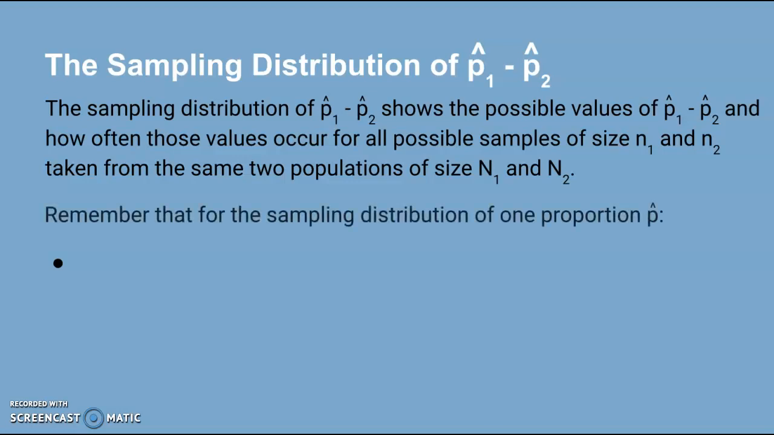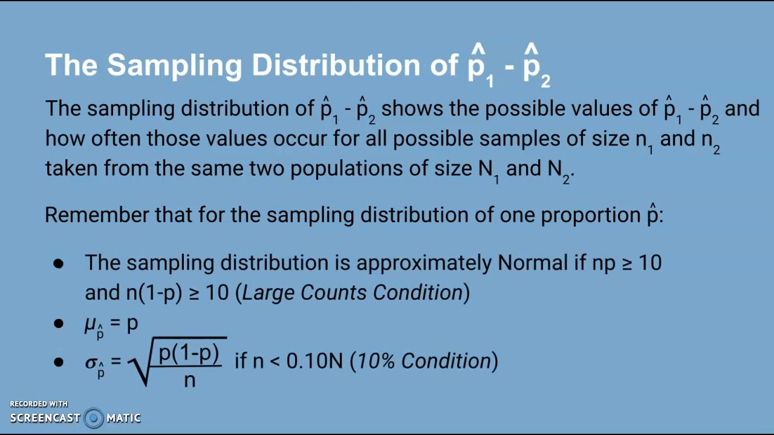Remember that for the sampling distribution of one proportion, we know how to check for normality. We check np and n times 1 minus p and look to see if they're both greater than or equal to 10. We know how to find the mean of the sampling distribution of those sample proportions. It's just p. And we also know how to find the standard deviation. Of course, make sure you check the 10% condition.